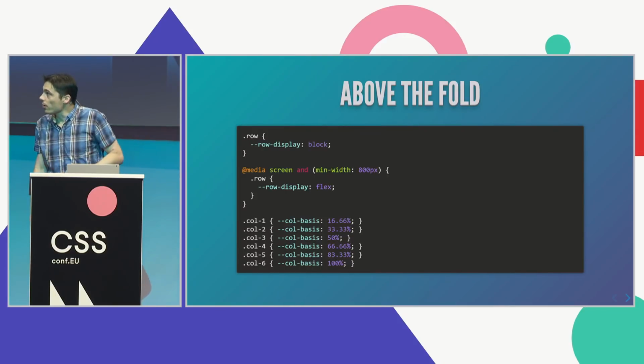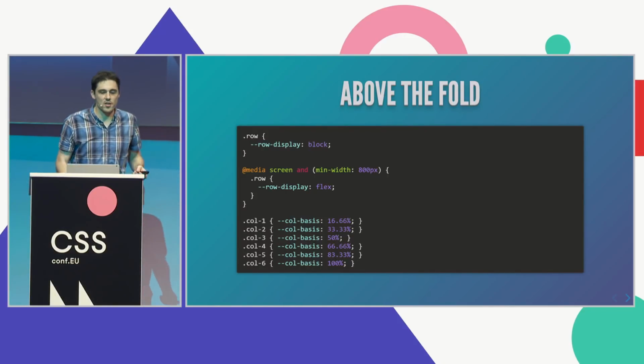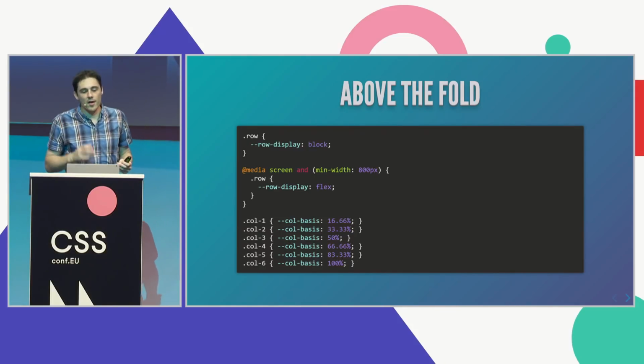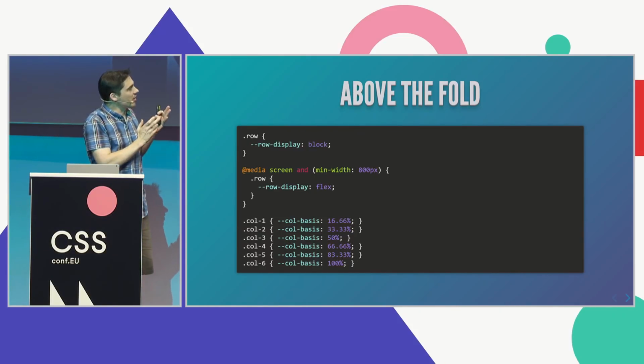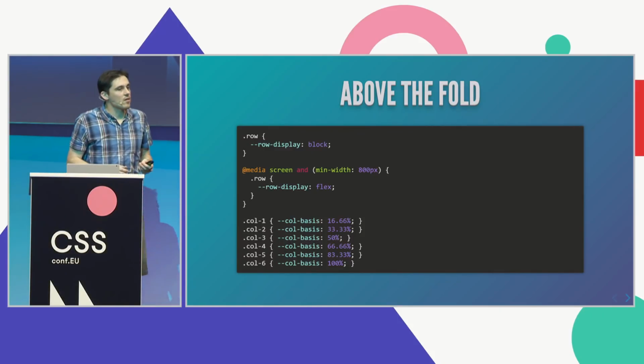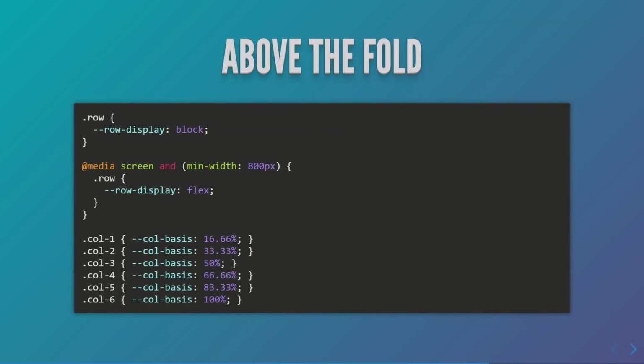So this is what it might look like above the fold. And as you can see here, this section only contains custom properties, and more than that, it only contains examples where we're assigning values to custom properties, not retrieving them. You might have figured out that this is for a basic 6-column flexbox grid system, and I have a custom property there called row display, and then using a media query, I'm updating the value of the row display from block to flex, at which point all of those col basis custom properties are going to come into effect.